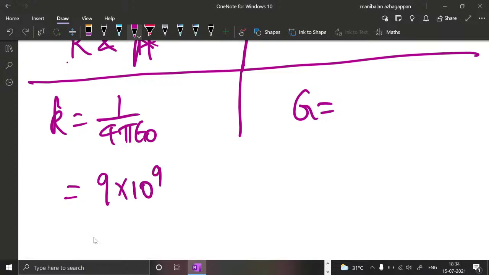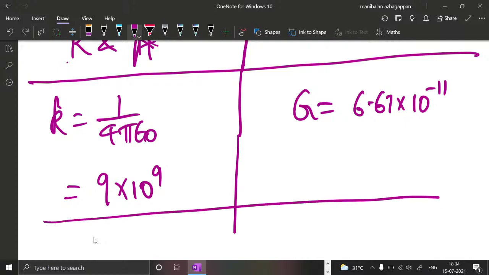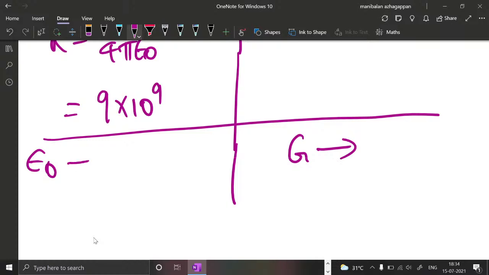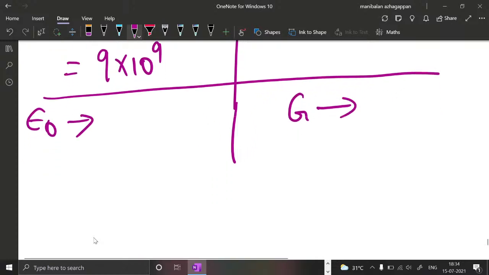Here the constant is going to be 6.67 into 10 power minus 11. Sometimes you need to memorize some constants also, otherwise approximately you need to know the value to do the problem. Now epsilon naught is a unit, and G is a unit, and the dimensional formula, that's also we need to know. First we will find epsilon naught.